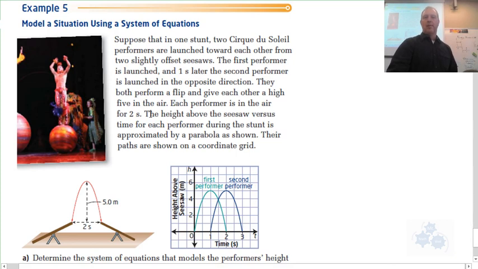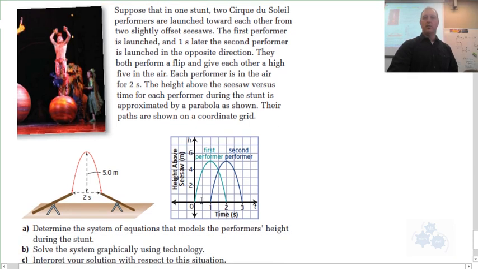Each performer is in the air for 2 seconds. The height above the seesaw versus time for each performer during the stunt is approximated by a parabola as shown. So the first performer leaves at time 0 and spends 2 seconds in the air. The second performer leaves at time 1 second and also spends 2 seconds in the air in a similar jump. So we have this graph, and they actually give you this graph, so that's great. They also tell you that the maximum displacement there is 5 meters, looks like. So that's why it goes up as high as 5 on the y-axis.